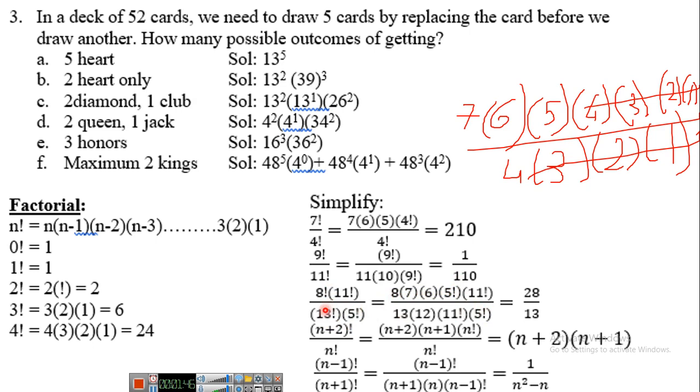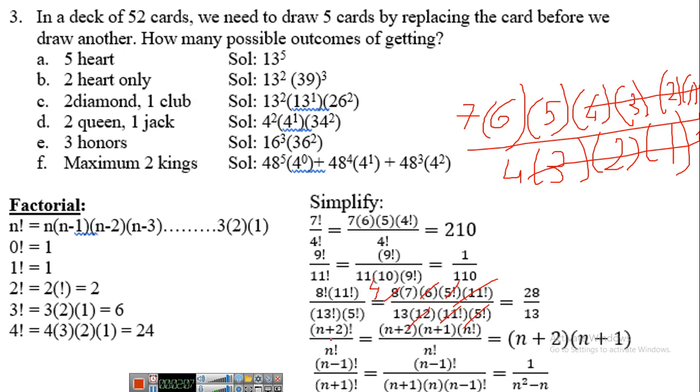Down I have a bigger number, 13. You have 13, 12, 11 factorial. So now, as you can see, 11 factorial over 11 factorial, 5 factorial over 5 factorial cancel. So it will be 6 and 12 remains 2, 4. So it's 28 over 13.